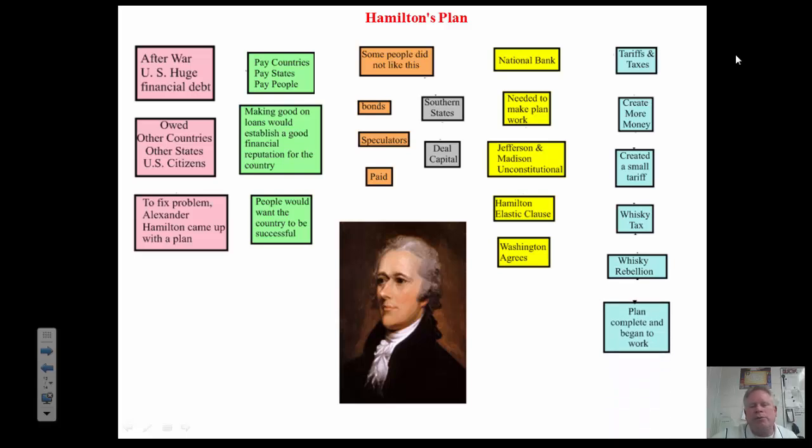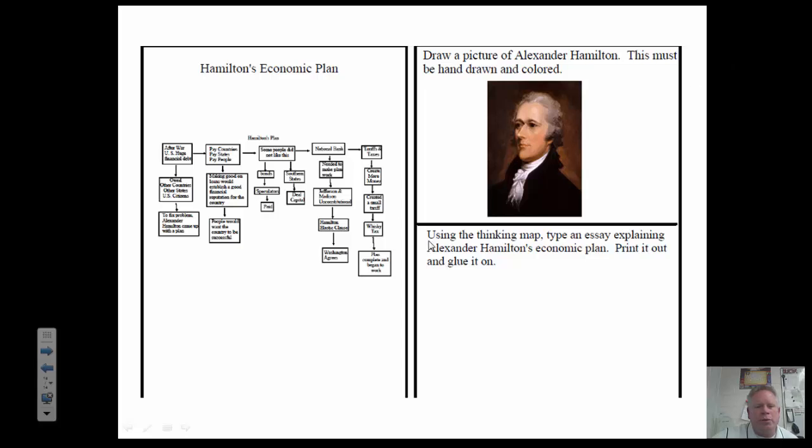Use the thinking map to write your essay, and get your note takers done, and let's put all this together in the notebook. The notebook will be the thinking map on this side, your note taker attached to this as a flappy. I want you to draw a picture of Hamilton by hand, color it, and I want you to make sure it looks exactly like him. And then I want you to use the thinking map to write your essay on Hamilton's plan, type it up on Edmodo, print it out, and glue it into your notebook.